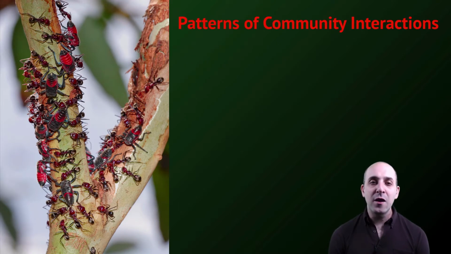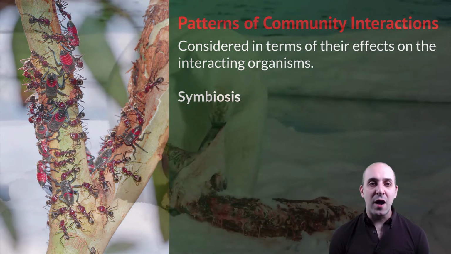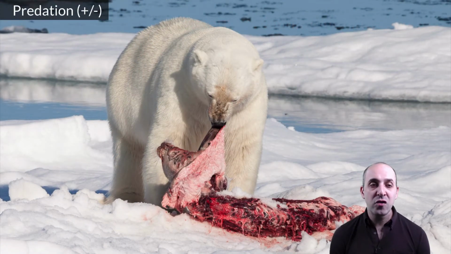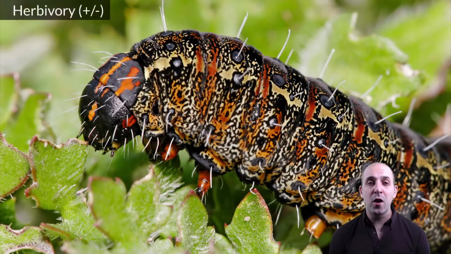To begin with, let's take a look at patterns of community interactions in terms of their effects on the interacting organisms, what we would call symbioses. The major way we do this is by thinking about the interactions between two different populations of organisms and the effects of those interactions. Here are some of the major types of community interactions. We can have predatory interactions where one organism benefits, the predator, and the other one is harmed, the prey. Similar to predation is herbivory, where the predator is an animal and the prey is a plant, but it's the same pattern of effects that we would see.